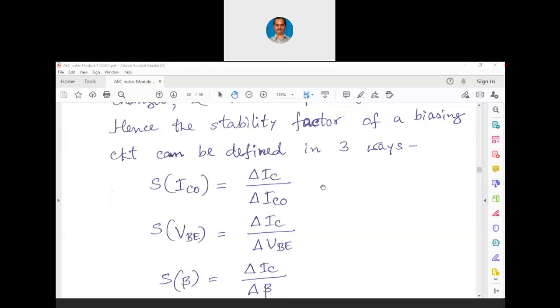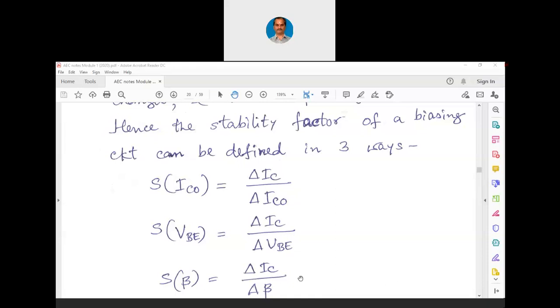Now, what will be the ideal stability factor here? The ideal stability factor will be 0. Why? At the numerator you have this delta IC. At the denominator you have the other factors like ICO or VBE or beta. Which means if collector current does not change at all with respect to any of these three things, then S of ICO is 0, S of VBE is 0, S of beta is 0. Which means an ideal circuit will have a stability factor 0.